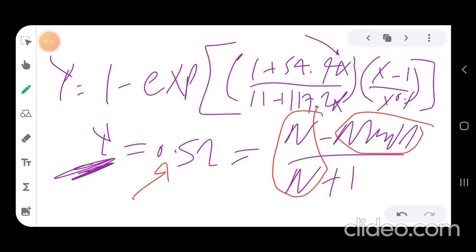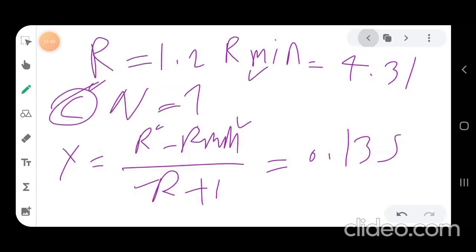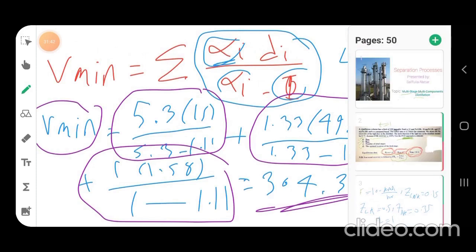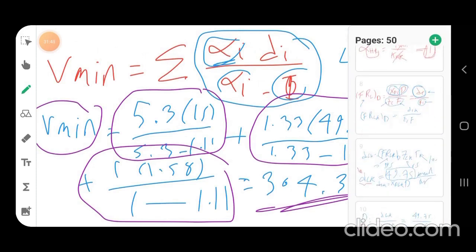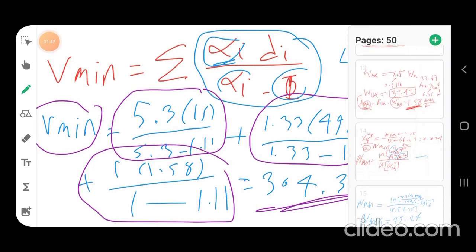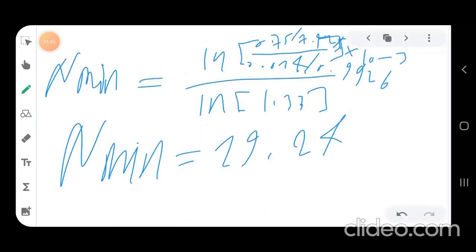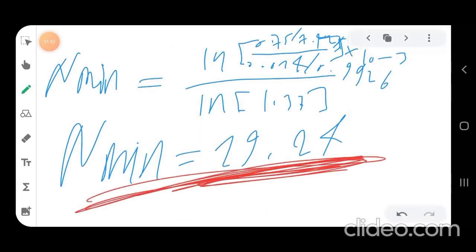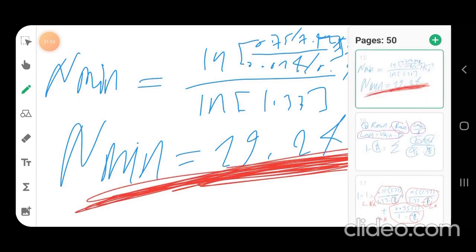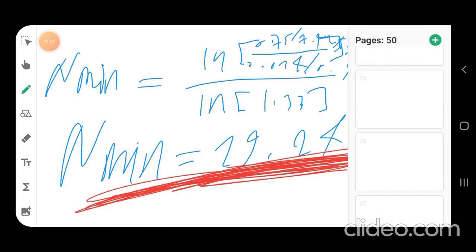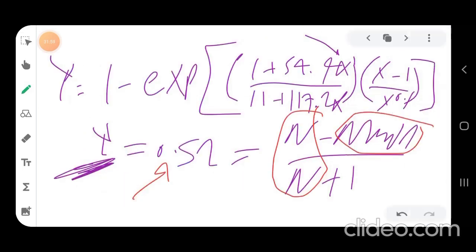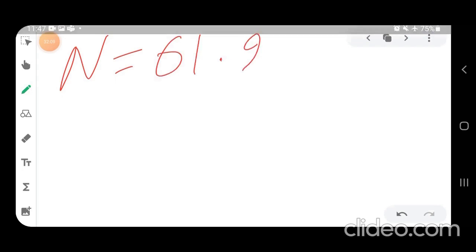What was this N minimum? Let me see, we determined it before. Yes, N minimum, this one, 29.24. So you just substitute N minimum here. Use your solver, and you will get the number of stages equal to 61.9. It's around 62 stages. This is the actual or theoretical number of stages.